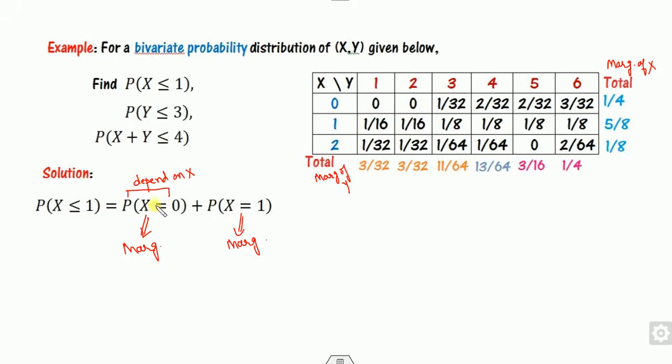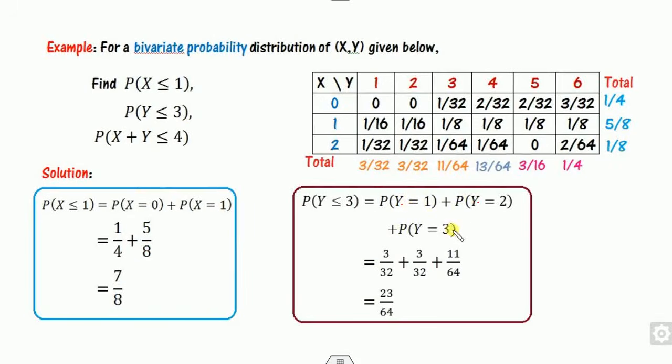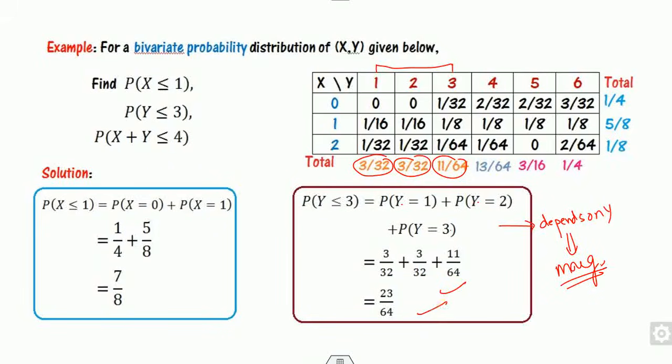So what is the answer for x equal to 0? The total for x equal to 0 is 1 by 4. For x equal to 1, the total is 5 by 8. So you can substitute here, and you will get 7 by 8. Similarly, y less than or equal to 3, you can write as y equal to 1, 2, 3. Again, this is a function which depends only on y, so it means this is my marginal. So these are the required answers.